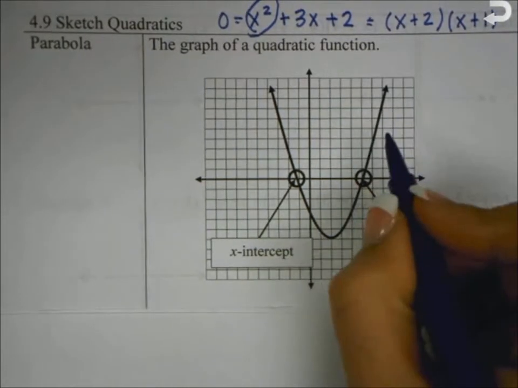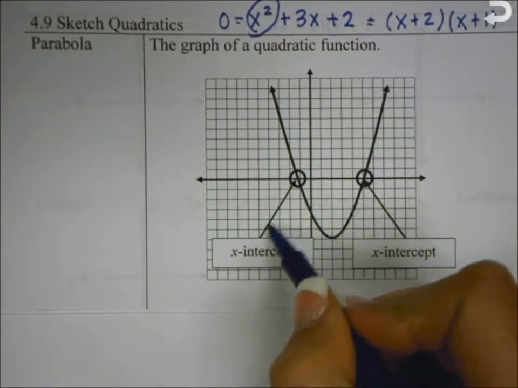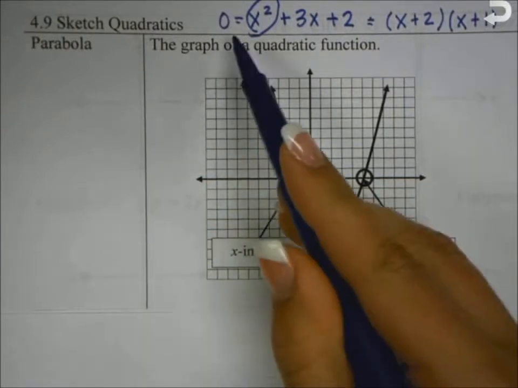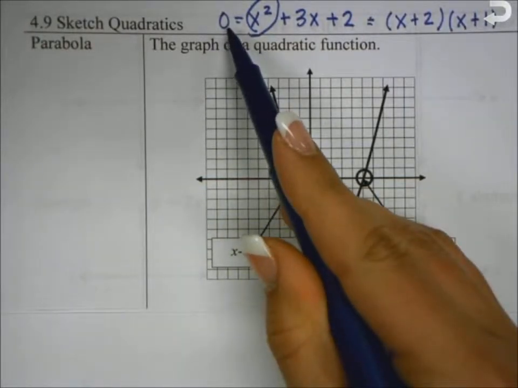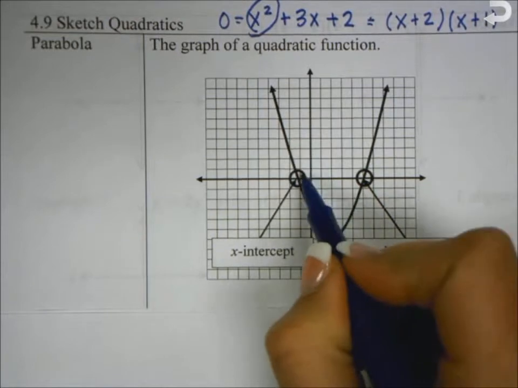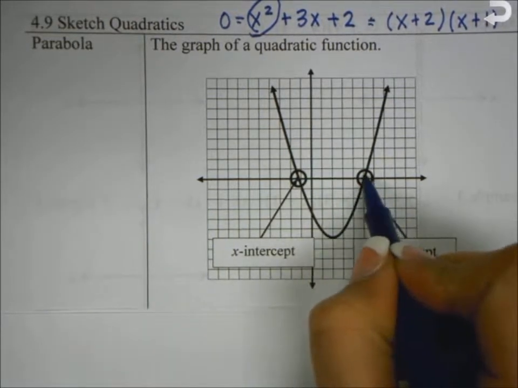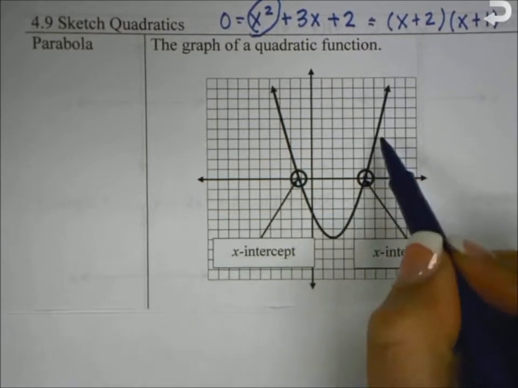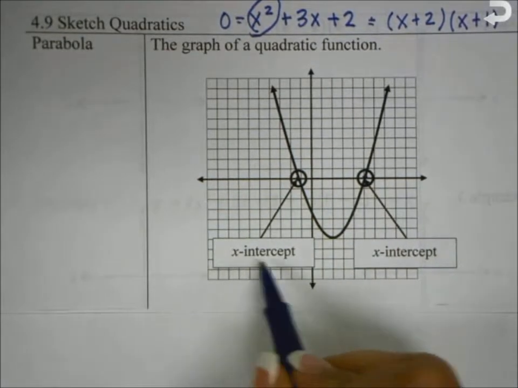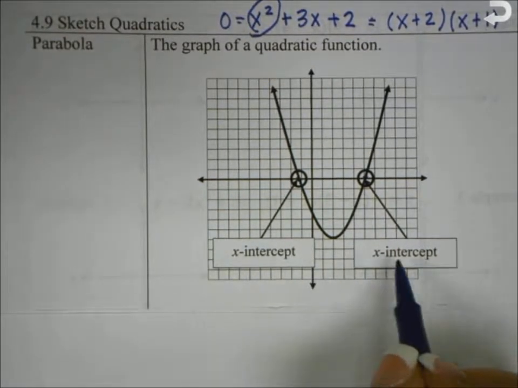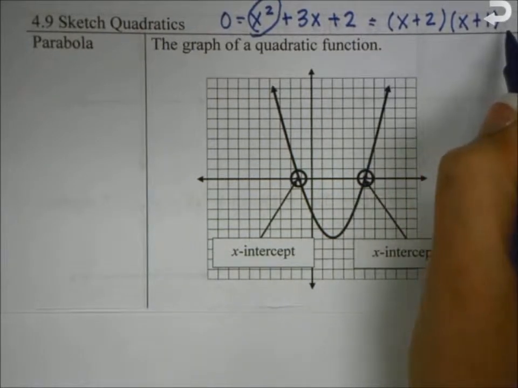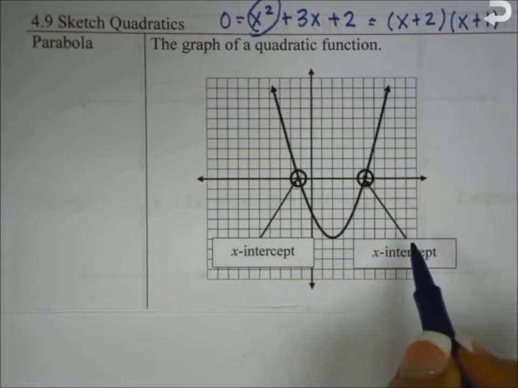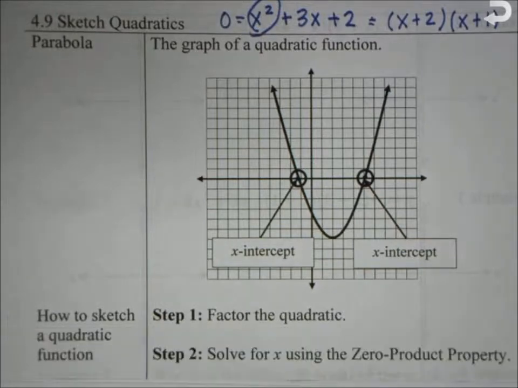Now, what that means is when we're setting the equation equal to 0, that's where the y usually is. So we're looking for the points where the parabola crosses the x-axis, and we call those x-intercepts. So when we're solving for x here, what we're actually finding is the x-intercepts. So to sketch a quadratic function, we have 4 steps.